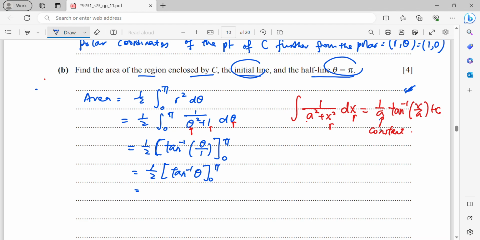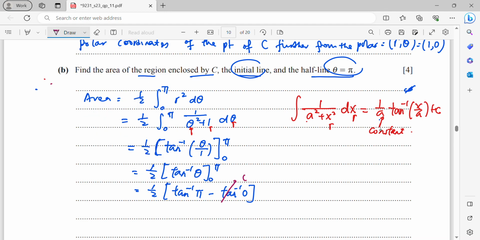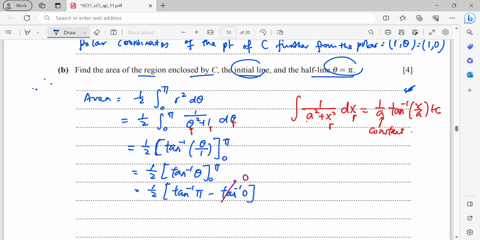Then I'll replace the theta by pi first. I will get half inverse tangent pi minus inverse tangent 0. So inverse tangent 0 is basically 0. Then when you calculate this using radians mode in your calculator, you will be getting 0.631. So this is the area of the region bounded by the curve and also the two lines.